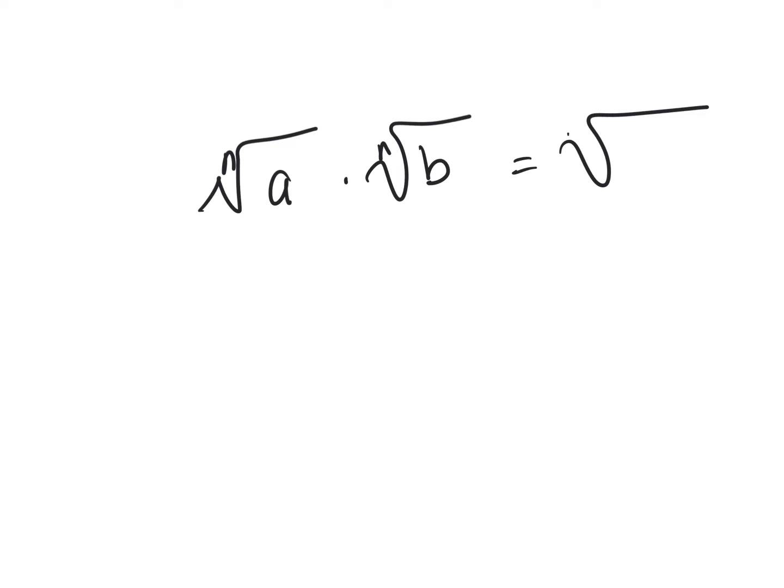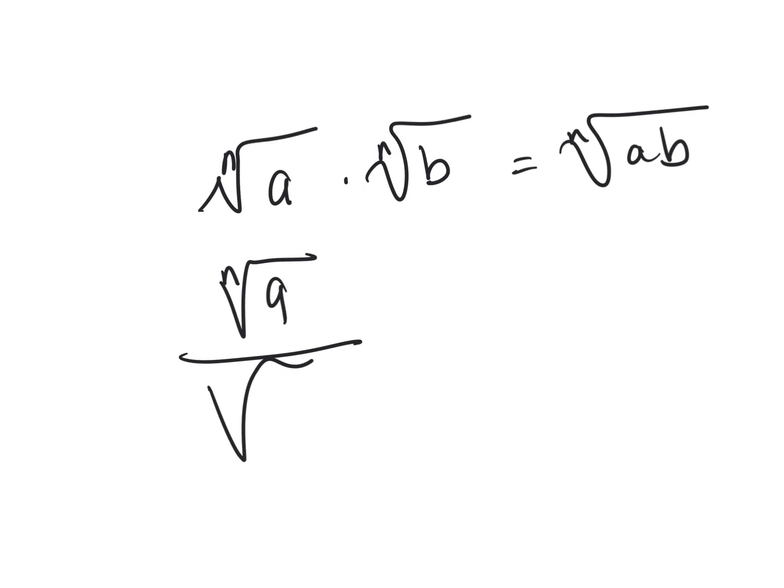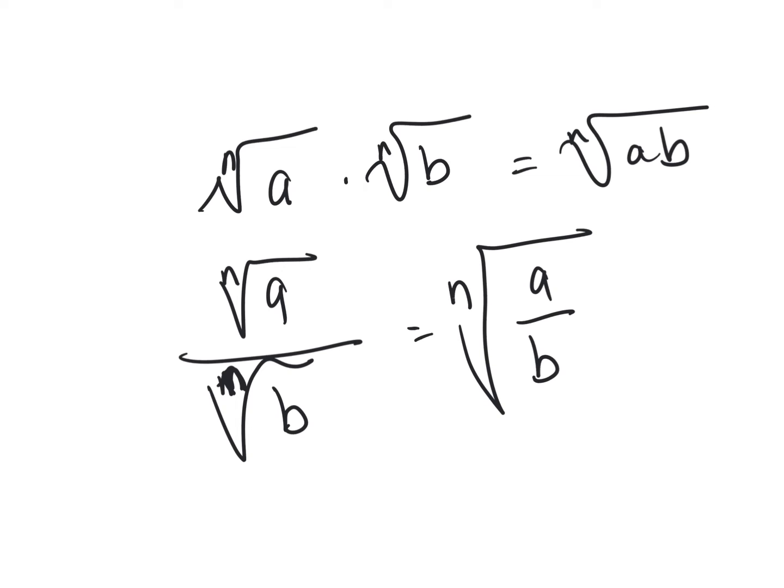A couple little rules. Let's say if I have this times this, I can put those underneath the same radicand. If I have this divided by this, it has to be the same radicand, then I can put those under the same radicand, right?